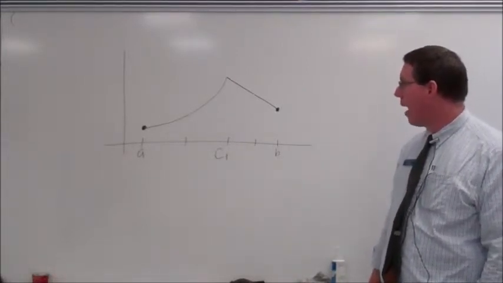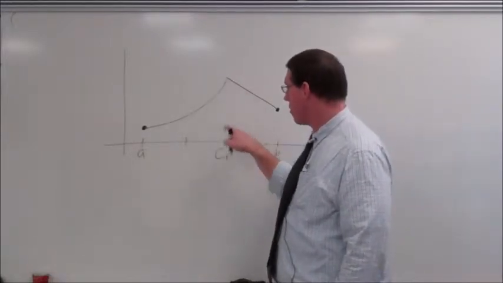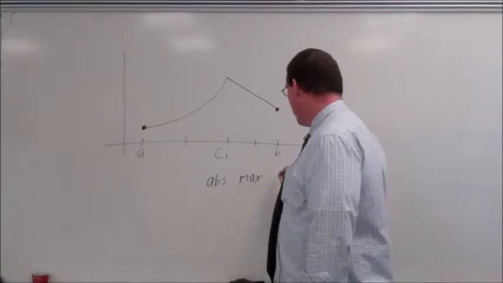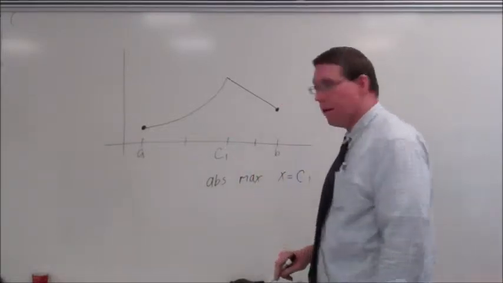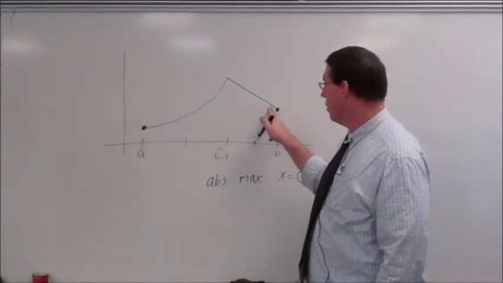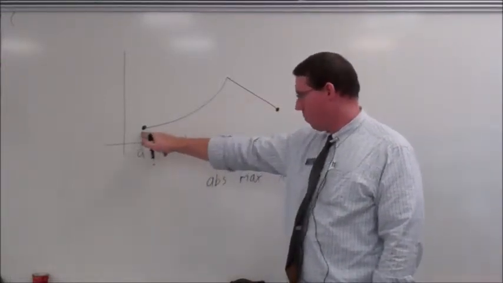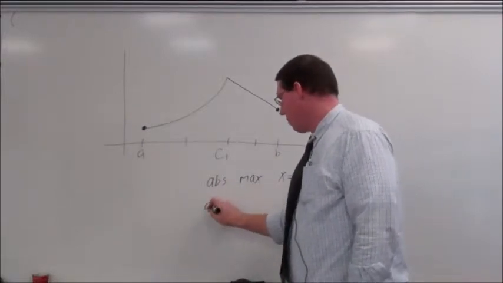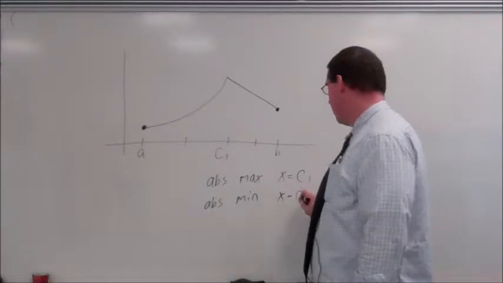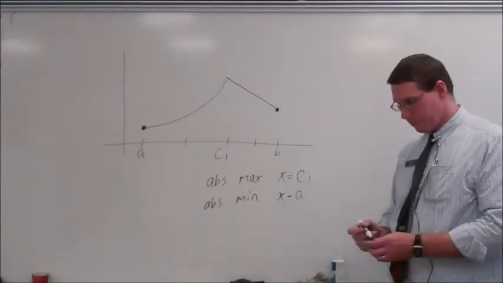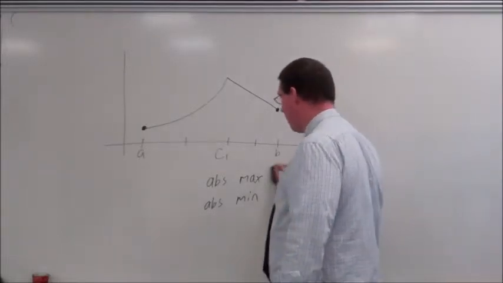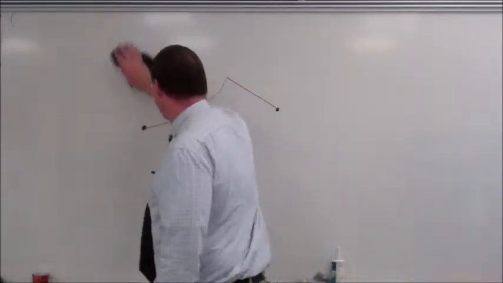So where is the absolute maximum? It's right there, that's the highest point. The absolute maximum is where x is equal to C sub 1. And where's the absolute minimum? None of these points are the lowest point. The lowest point is over here at A, at the endpoint. The absolute minimum is where x is equal to A. That's the first part, those are the graphs at the top. Now let's talk about the next one.